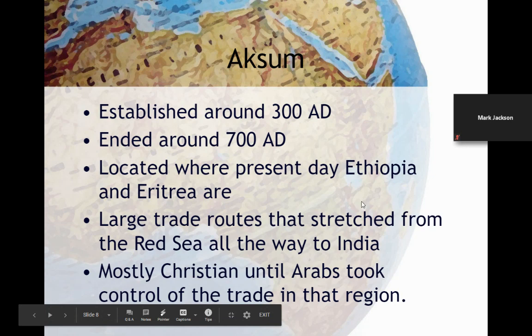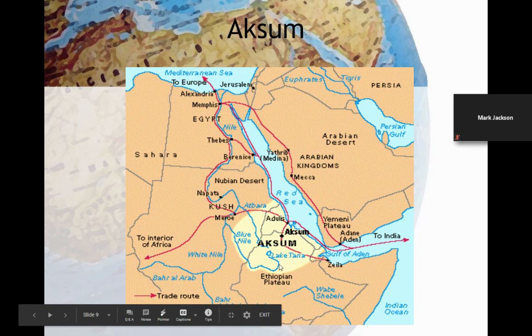But when something makes you unique, it also makes you a target. So all of these red lines represent the trade route that Axum had. Oh, look, the Nile River. Oh, obviously, they traded with the Egyptians. So that was obviously a major trade route. They did all of the Red Sea, and they even went as far as India.